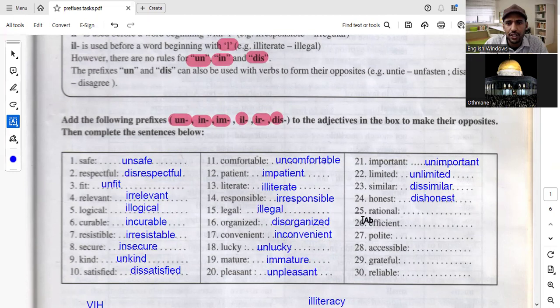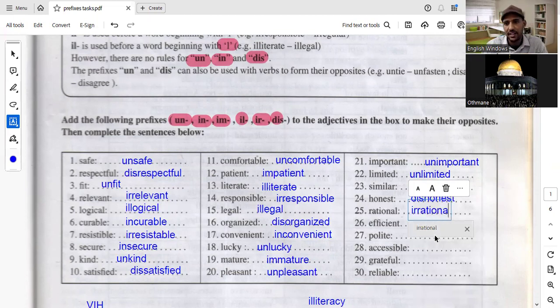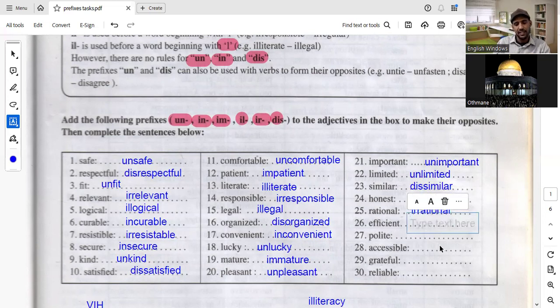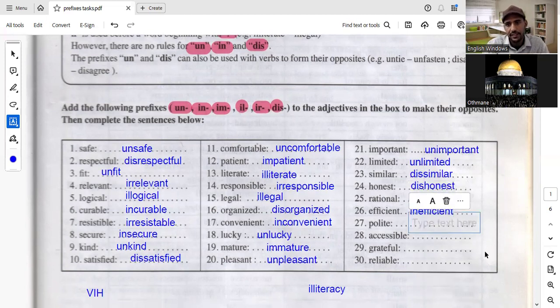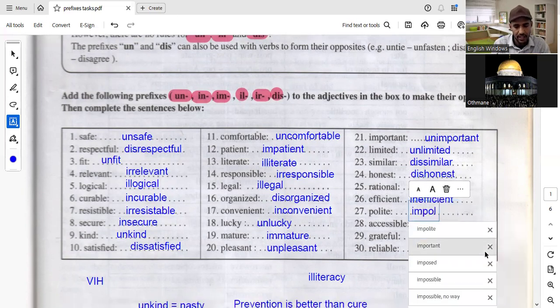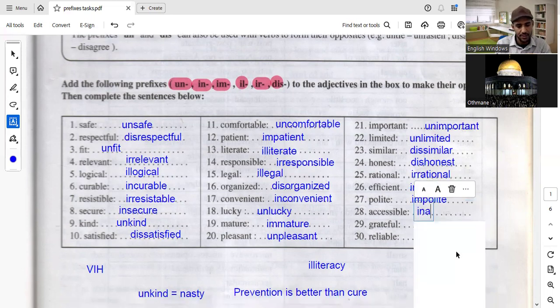Rational, which means logical. Irrational. Irrational again begins with R, mostly we add IR. We say irrational, not logical, right? Efficient. Inefficient, great, yes. Inefficient, great. Polite. Impolite. We have already seen it, right? Impolite. Accessible. Inaccessible. What does it mean, inaccessible?